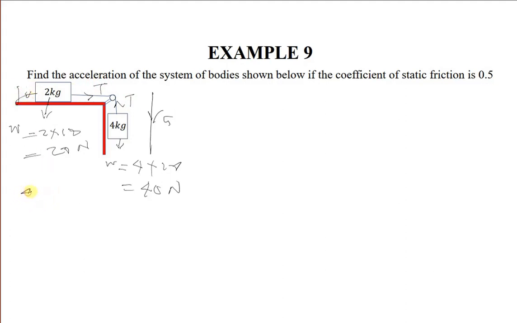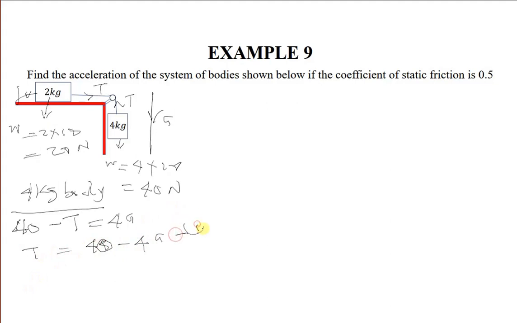So let's start with the 4 kg body. Now we are going to have weight, which is 40 Newton, minus tension is equal to the resultant force with which the body moves, which is 4A. Now T will be 40 minus 4A. Let's call this one equation 1.